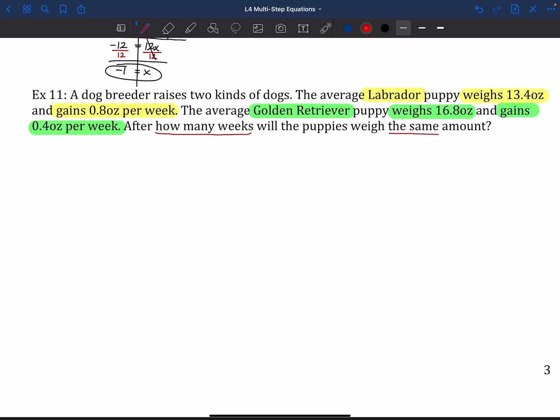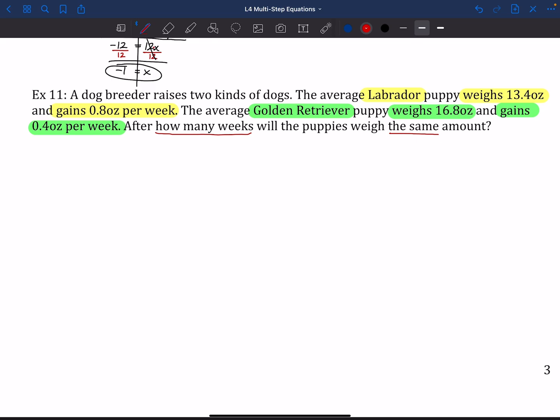Okay. So you might notice that I use three different things there: two different colors of highlighter and some underlining. The stuff in the highlighter, I'm noticing that this information is kind of in two categories. We have information about the lab puppies. We have information about the Golden Retriever puppies. The underlining is really what we're asked to find. That's what we need to know. We need to know where we're trying to get to. So it's asking us after how many weeks will the puppies weigh the same amount.